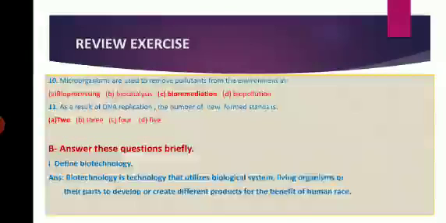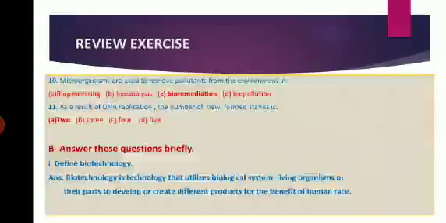Now MCQ number 10: microorganisms are used to remove pollutants from the environment in the form of bioprocessing, biocatalysis, bioremediation or biopollution? The right answer is bioremediation. The last MCQ, number 11: as a result of DNA replication, the number of newly formed strands is 2, 3, 4 or 5? The right answer is option number 1, that is 2.